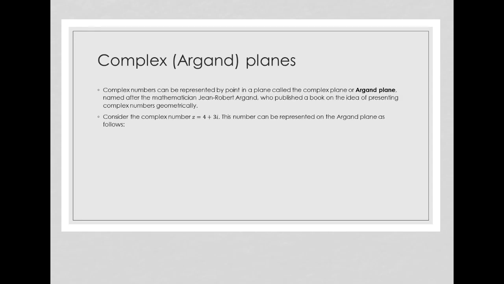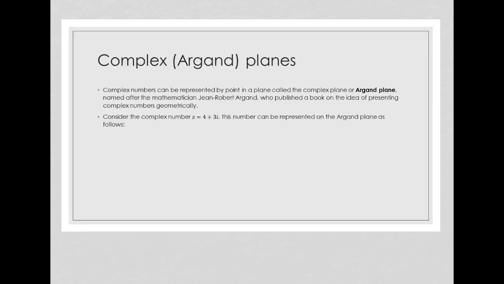Complex numbers can be represented by a point in a plane called the complex plane or the Argand plane, named after the mathematician John Robert Argand, who published a book on the idea of presenting complex numbers geometrically. Now consider the complex number z equal to 4 plus 3i. This number can be represented on the Argand plane as follows.